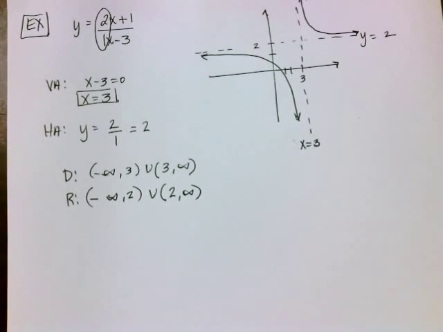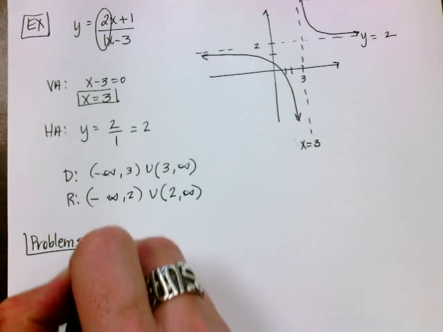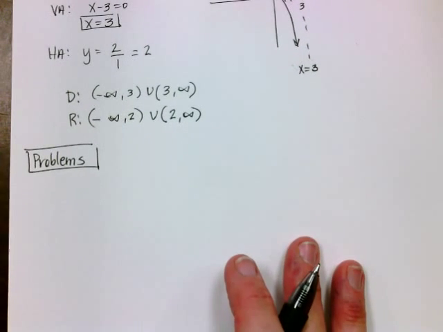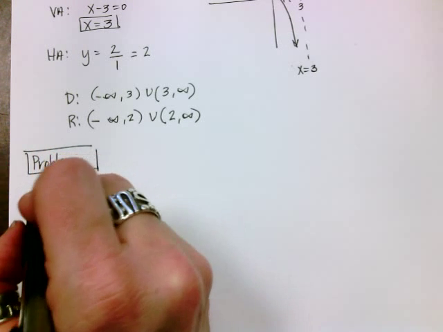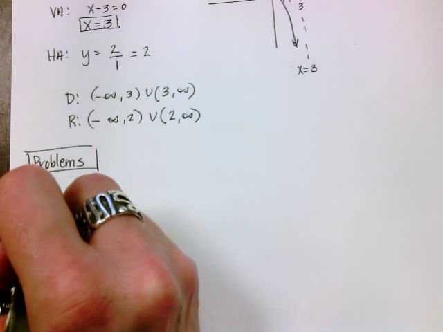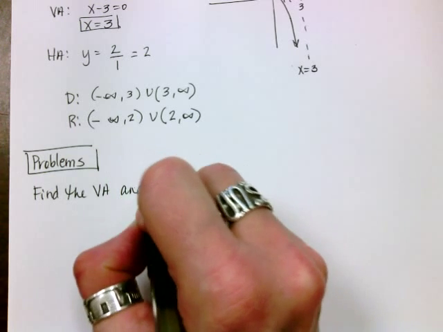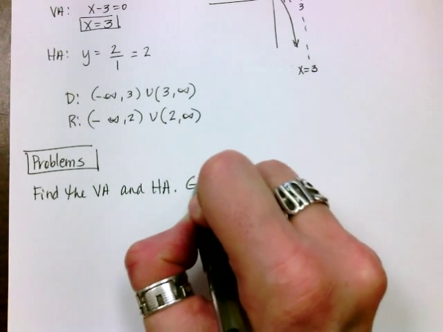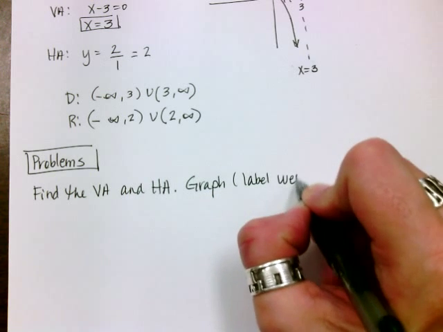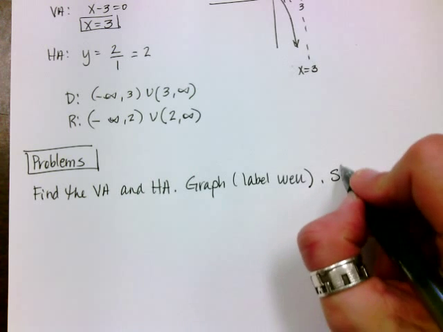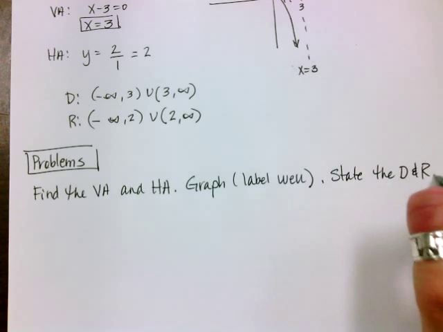Alrighty, so we're just about done. Let me give you your problems. Make sure that when you sketch your graphs that you label everything that I've been labeling. Okay? So in all of these problems, I want you to find the vertical asymptote and the horizontal asymptote. I want you to graph, and I need you to label well. Okay? And then I want you to state the domain and range.